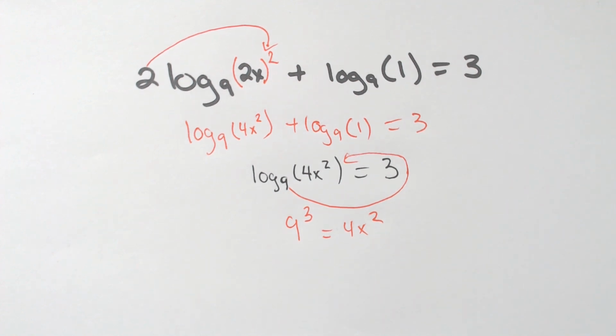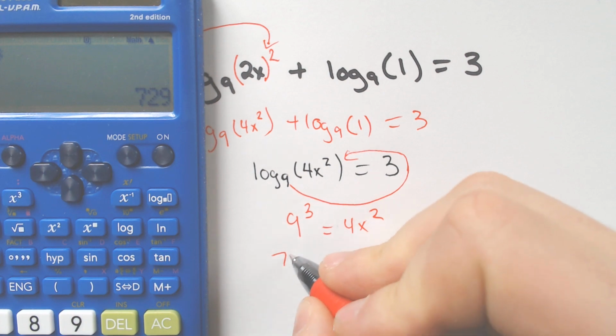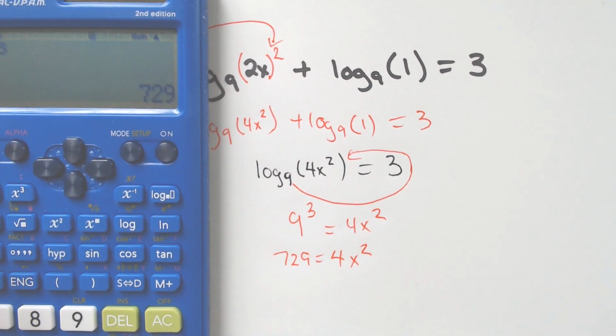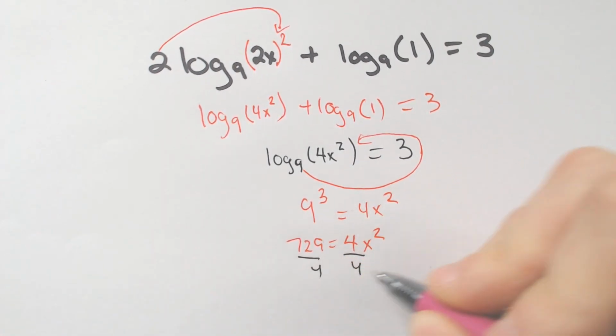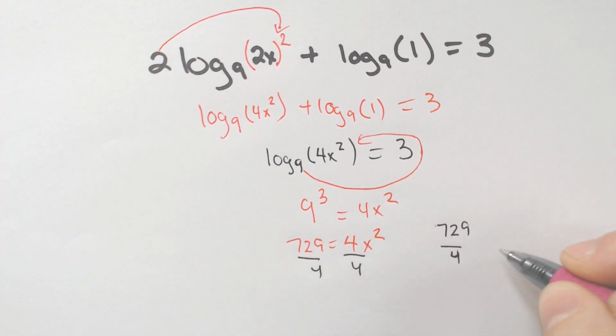9 to the third power is 743, I believe. 729. I was so close. Not quite. 729 is equal to 4x squared. We're going to keep this as a fraction. We're going to divide by 4 on both sides and keep the 729 over 4 because it does not divide by 4 evenly, is equal to x squared.